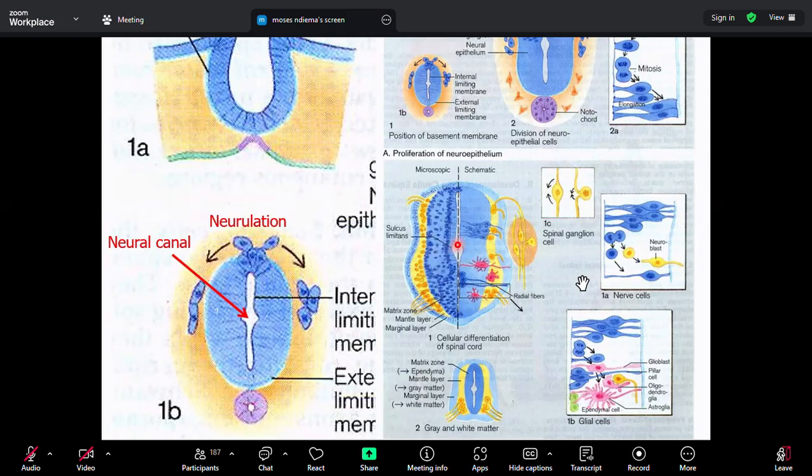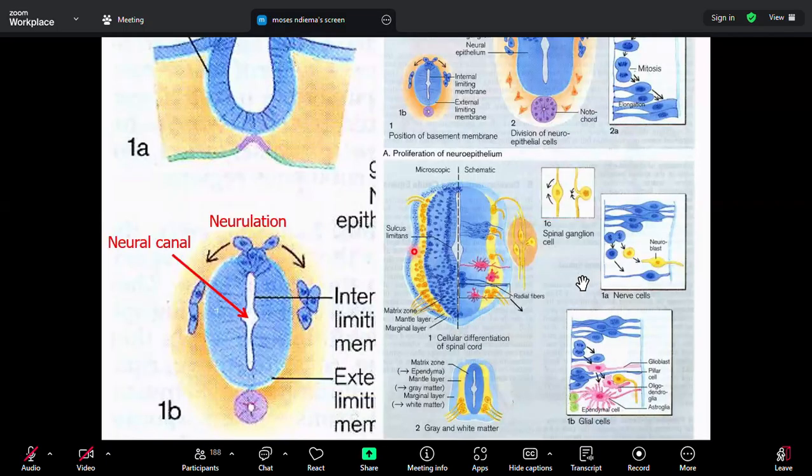So we developed three regions. One, the matrix zone close to the lumen. We have the mantle zone. The mantle zone are those cells which are more differentiated. And then the outermost layer is what we refer to as the marginal zone. So we have the matrix, the mantle, and the marginal zone.